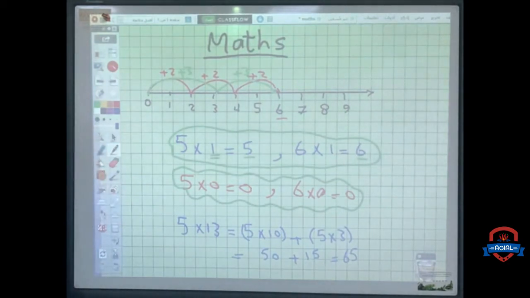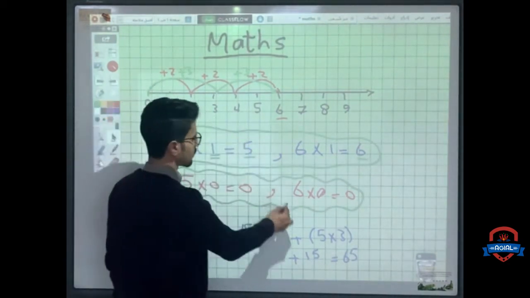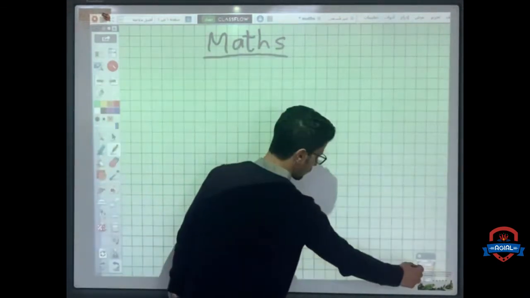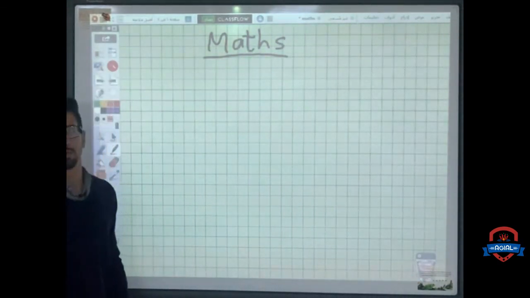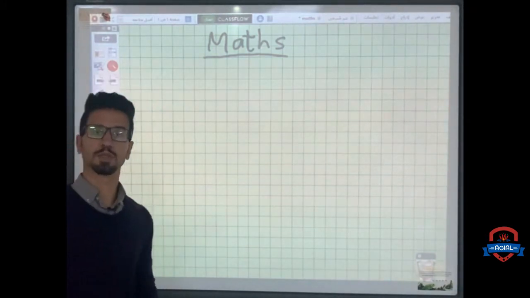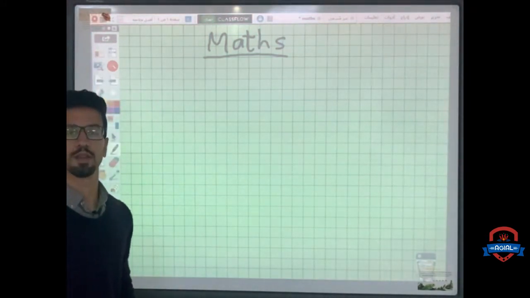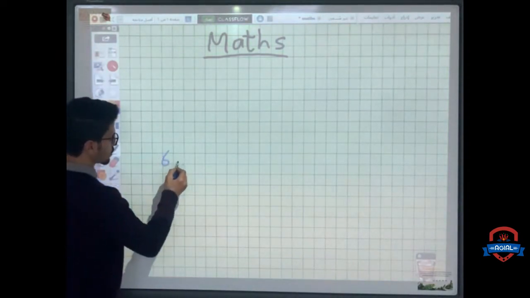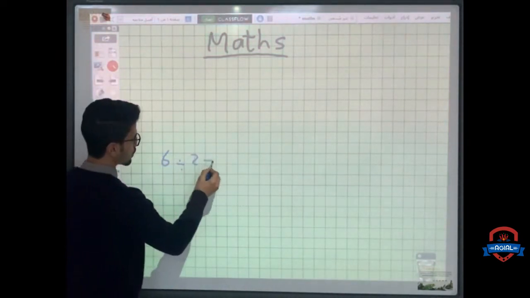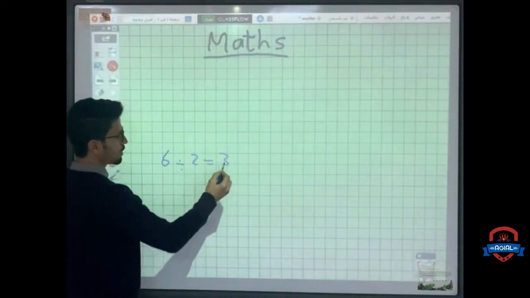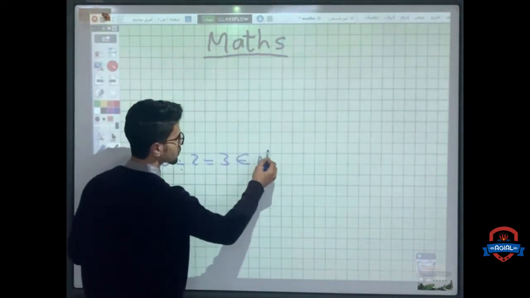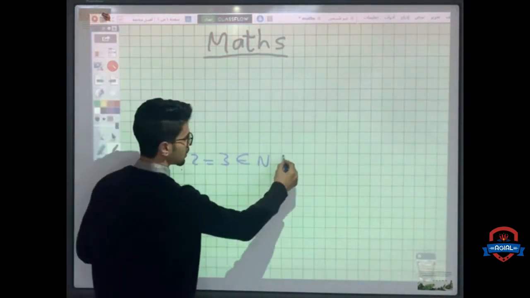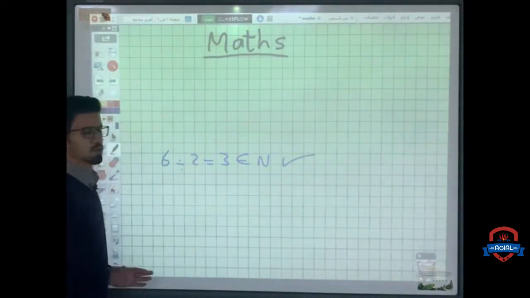So now let's start with the division operation. If you want to divide any two natural numbers, sometimes it is possible and sometimes it is not possible in the set of natural numbers. For example, 6 divided by 2 equals 3, and 3 belongs to the set of natural numbers. So this division operation is possible in the set of natural numbers.